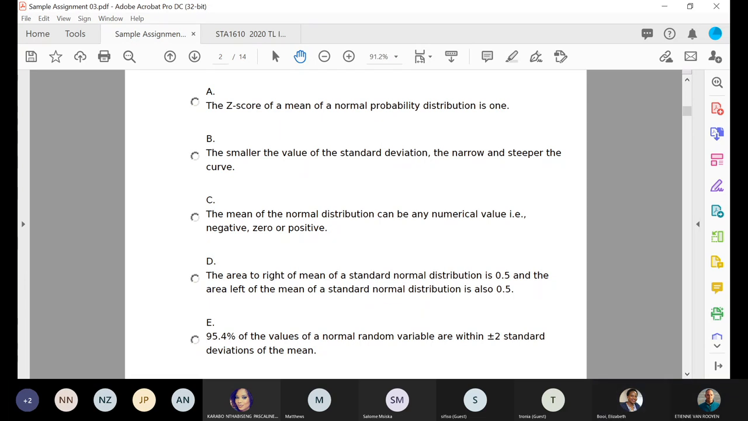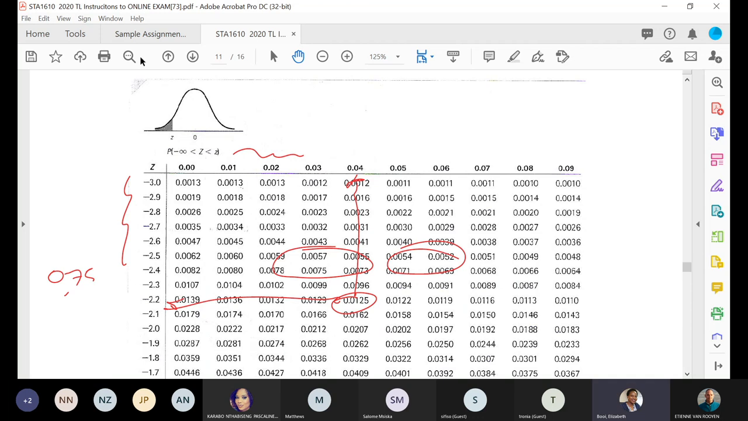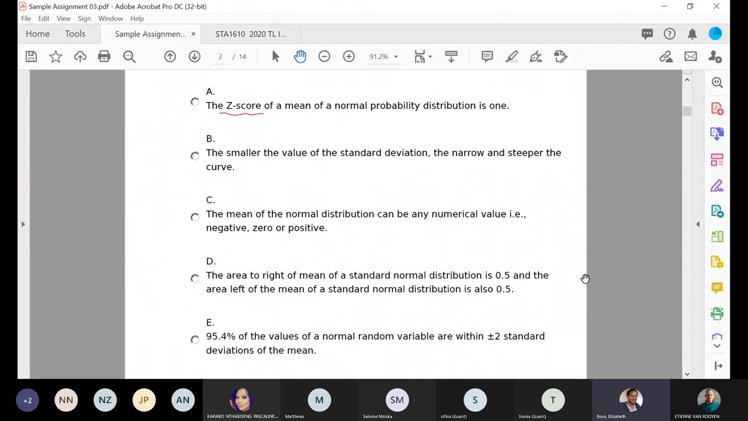True. That's correct. The z-score of the mean of the normal distribution is equal to 1. Is that correct or incorrect? That says the z-score is equal to 1. So the z-score cannot be equal to 1.